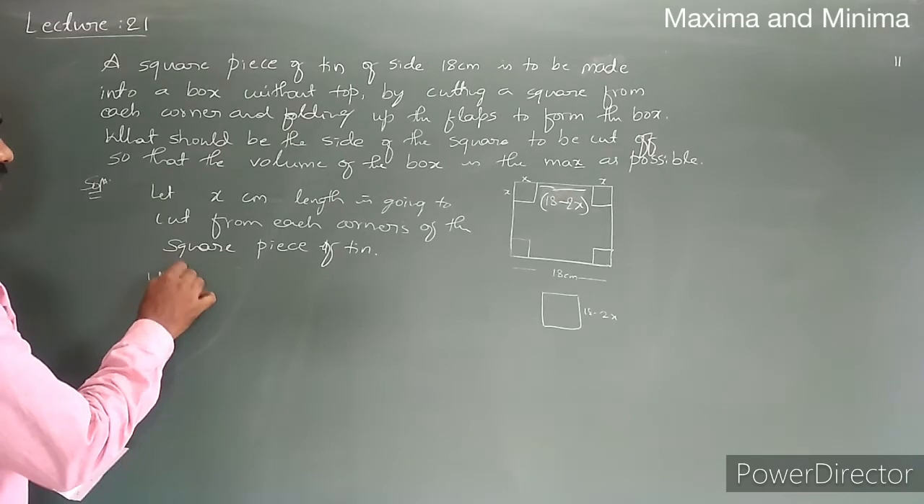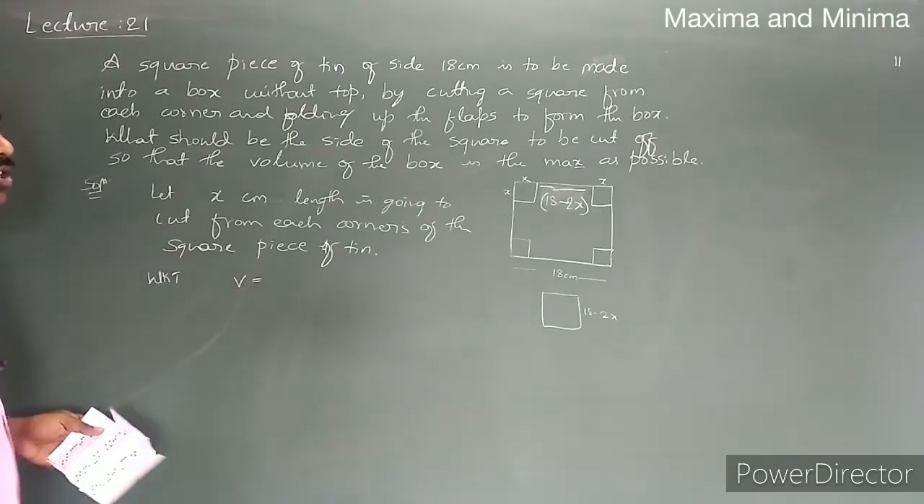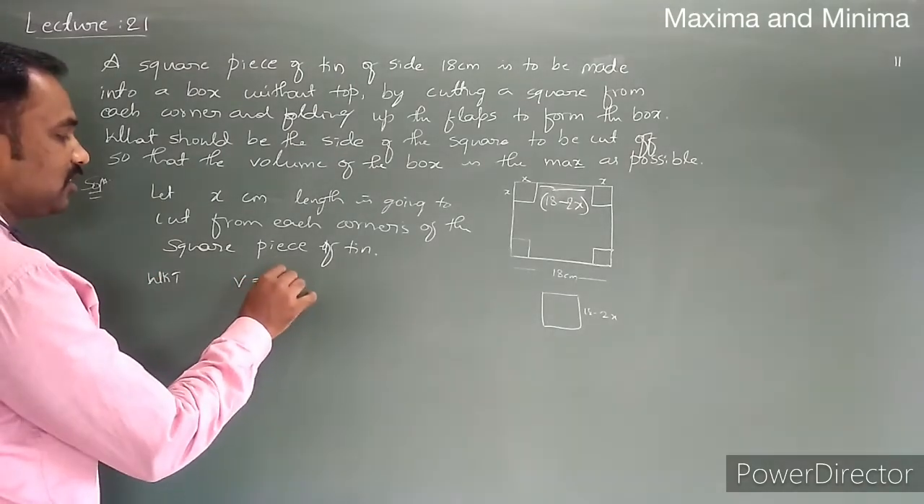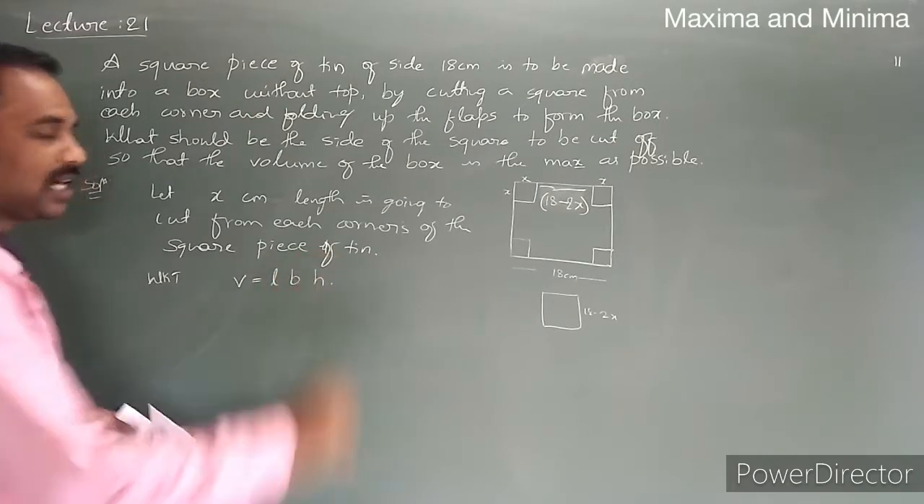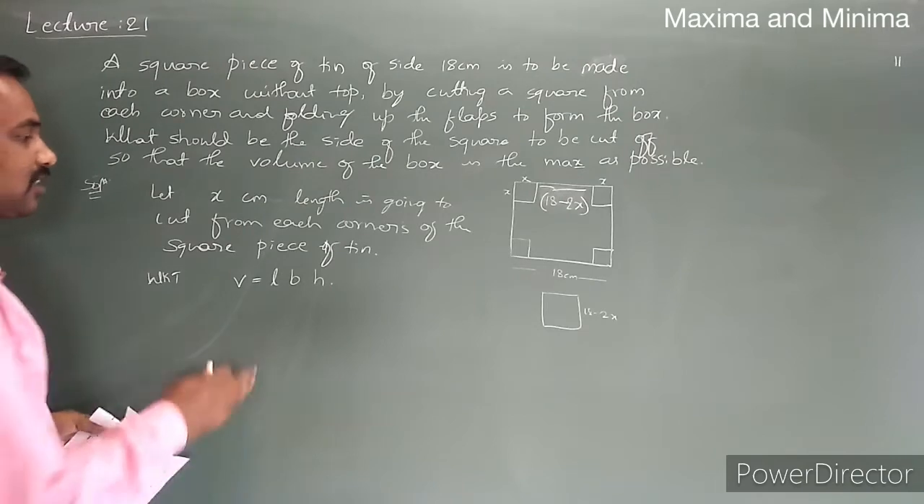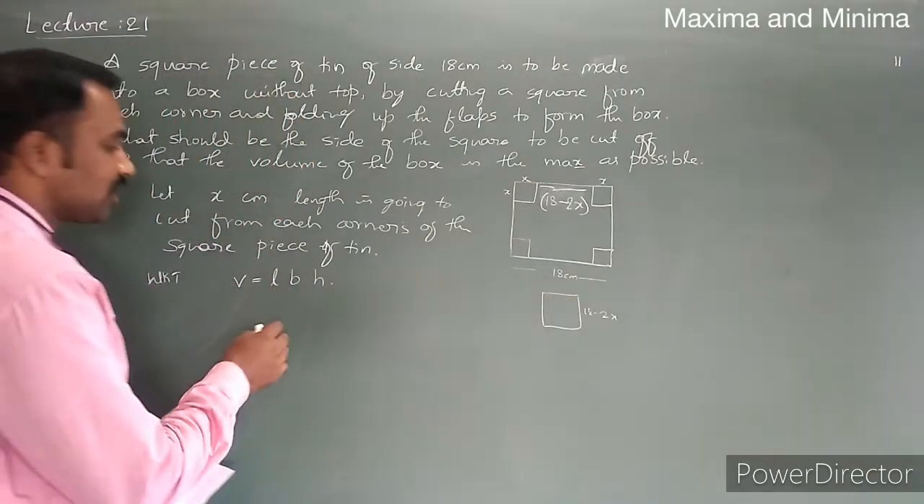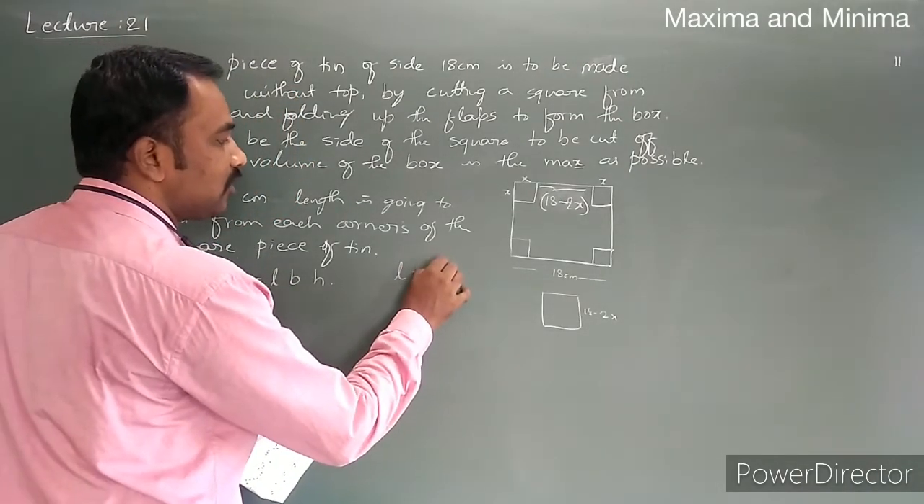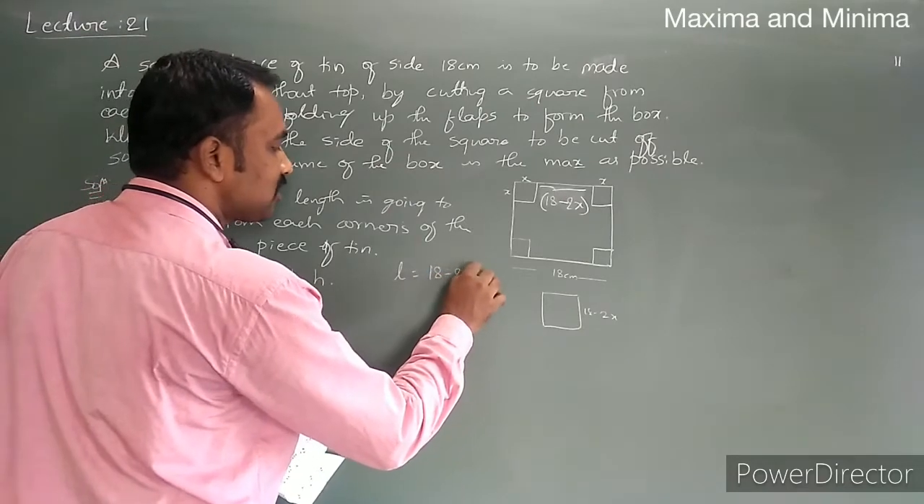We know what the volume of the box is: length into breadth into height. Volume of the box is length into breadth into height. So here, what is the length? Here the length of the box is equal to 18 minus 2x.